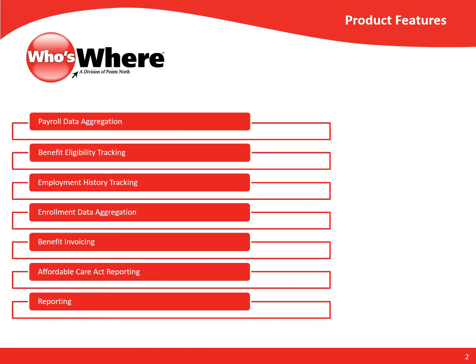Whoswhere is a multi-purpose solution that consolidates employee payroll, benefit, and human resource data from disparate systems into a data warehouse. This provides the ability for organizations to be vendor independent and select the solution that best meets their needs.